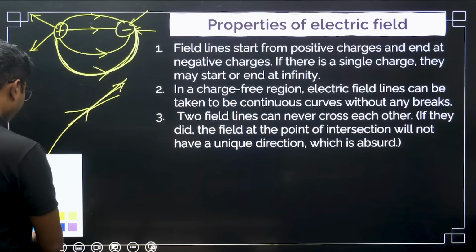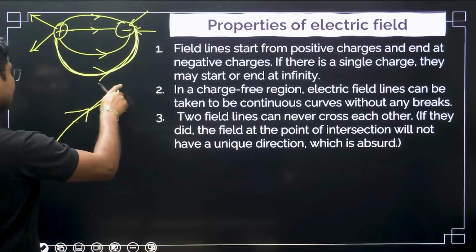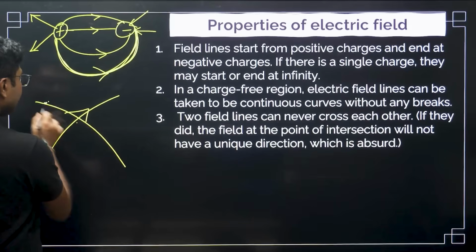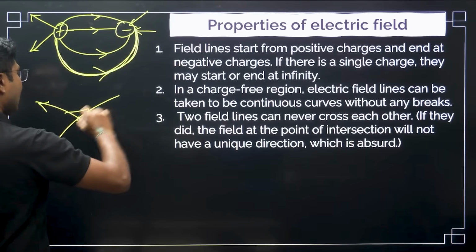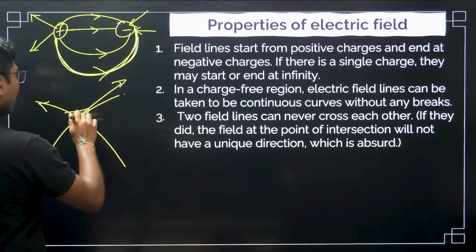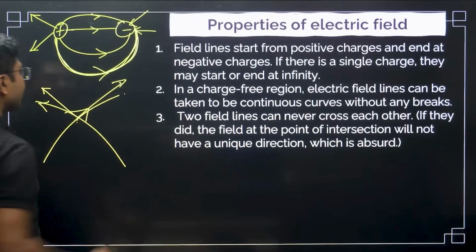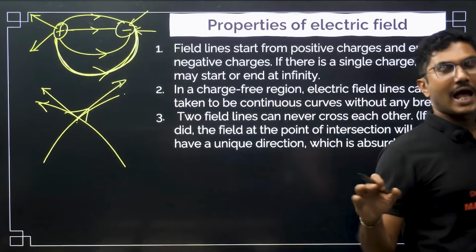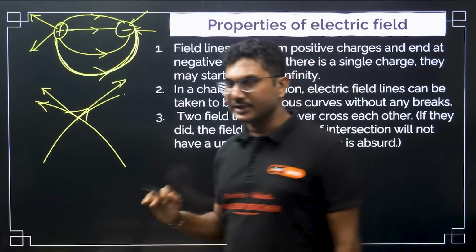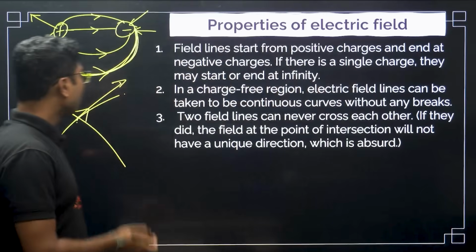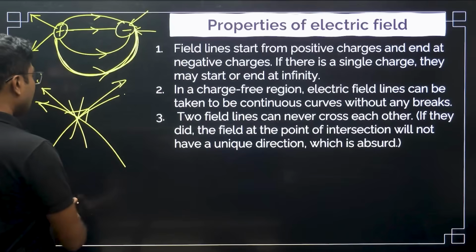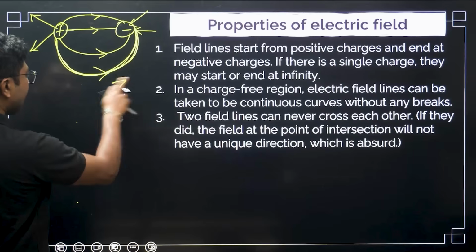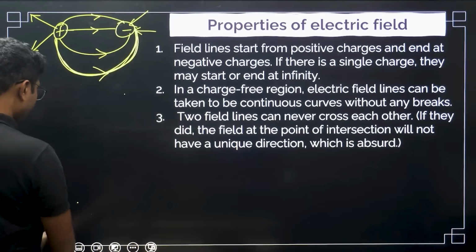Now if two field lines were to intersect, then at the point of intersection you would have one direction as per this line and one direction as per that line, which is not possible. The electric field at a particular point cannot have two different directions; it has to be unique. So this is not possible. Electric field lines cannot intersect because two different directions at a point is not possible.